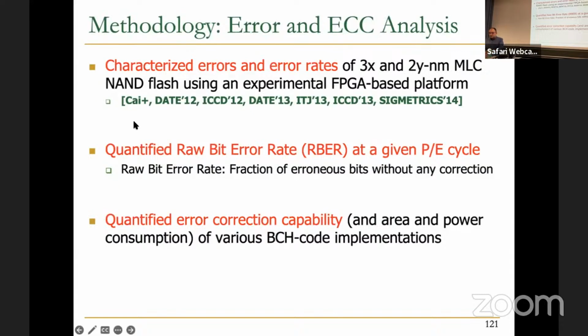Okay, and we want to quantify error correction capability and area and power consumption of various BCH codes. BCH code is actually one of the famous codes used for flash memory, which stands for the first letters of the surnames of the three scientists who developed this code. You can search for that. I don't remember actually their names. Any of you know? You can also search right now. But anyway.